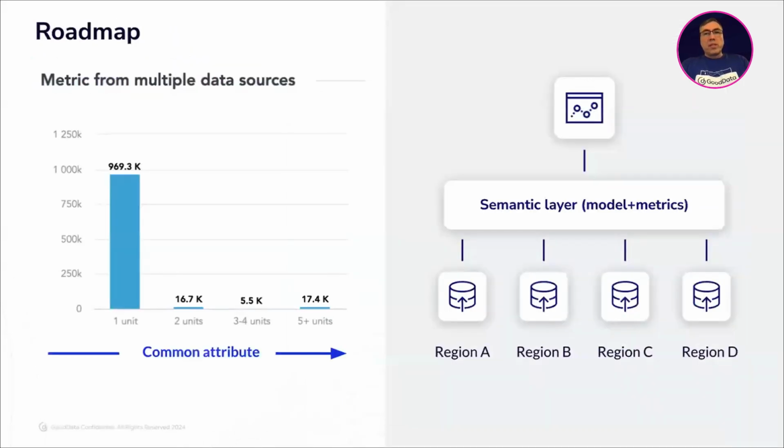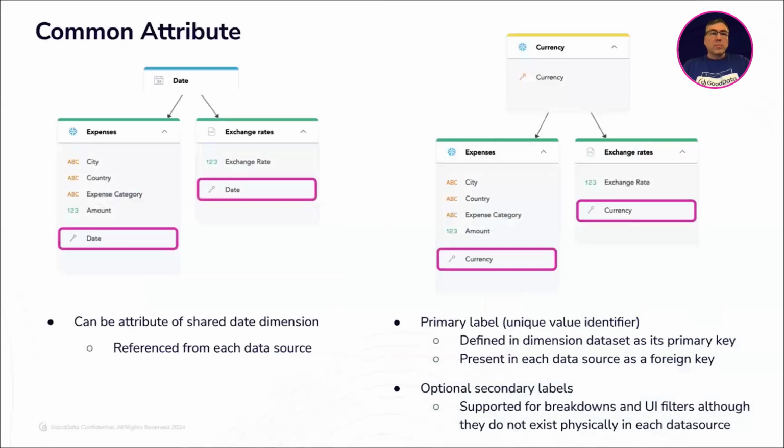On a roadmap, we have also possibility to create metrics that will summarize data from multiple data sources. And good thing is that in the improvement that we are delivering, some simple metrics, like for example, some from multiple regions, work already, and we will be investing into supporting more use cases. These metrics also can be sliced by common attributes and filtered by common attributes.